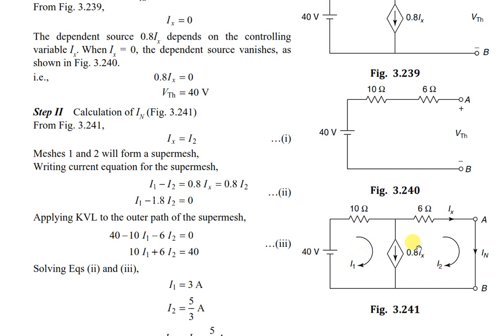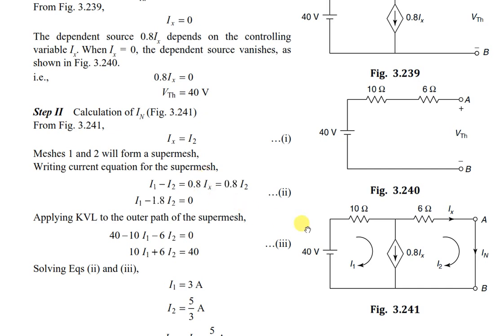So the solution is, this is a problem on super mesh. So we have to combine mesh 1 and mesh 2 and form a super mesh, and I can directly write one equation. It's a current source. It is going down. I1 is also going down. I2 is going up. So I1 minus I2, because current is going down, it is mapping with I1. So I1 minus I2 is 0.8 times Ix.